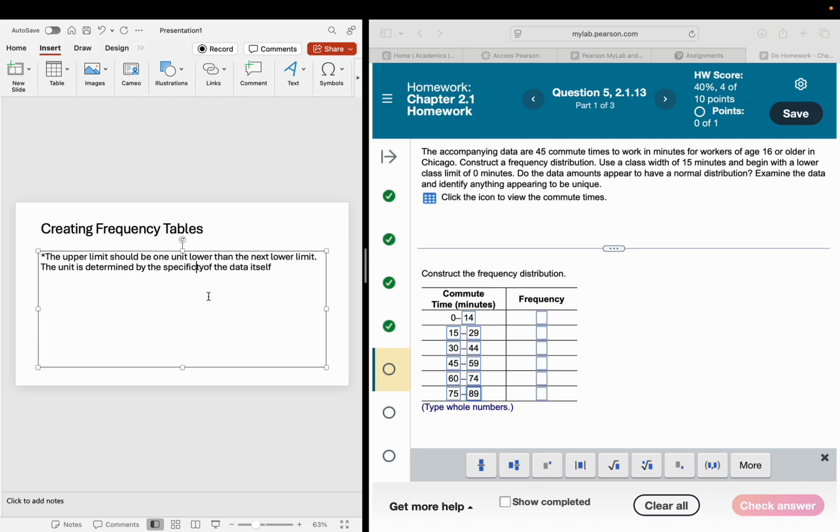I can spell. There we go. All right, so what on earth do I mean by that? Well, let's look at my data.